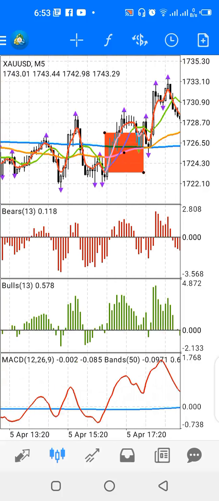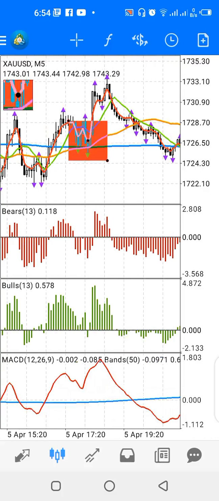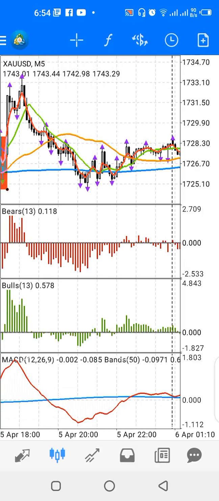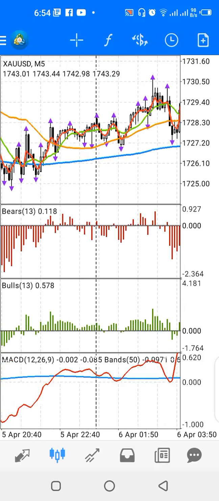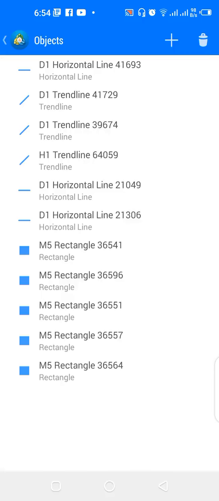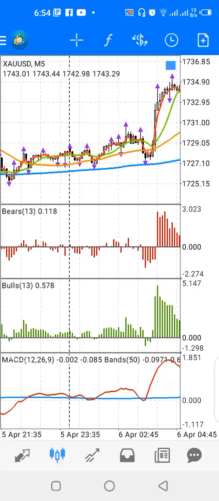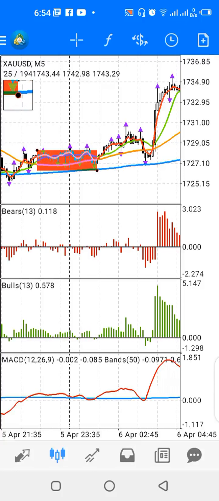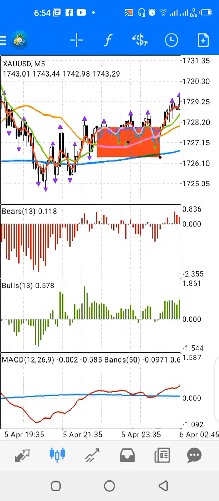This is a cross above the blue line around here. Let's just say around here, they all crossed above the blue line. Now it's assumed they are completely above the blue. They are all completely above the blue line at this point.